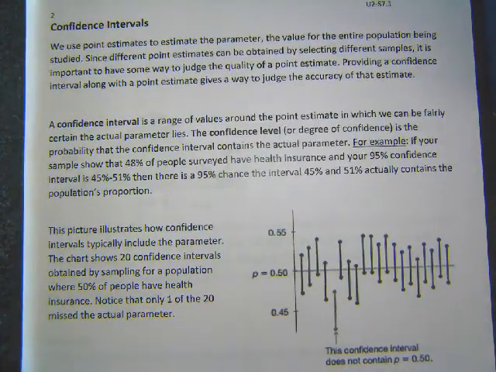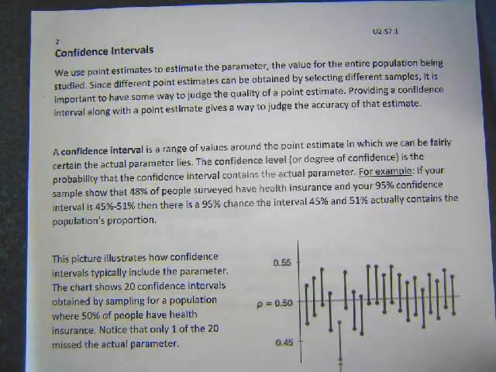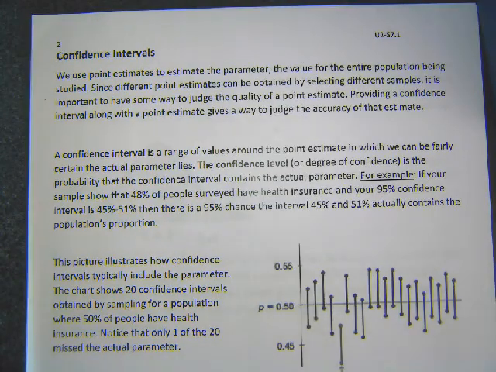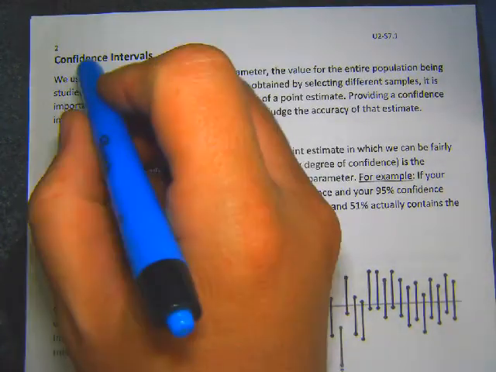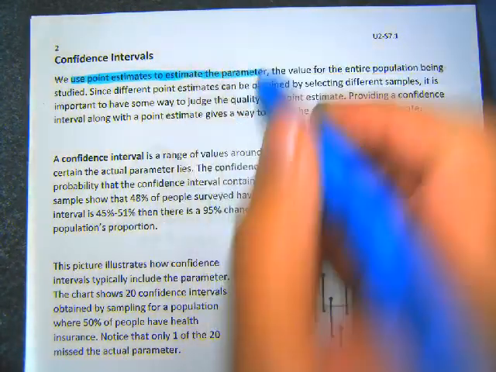Okay, so here we have confidence intervals. So we take our point estimate. Your point estimate, in this chapter 7, is the value you get from your sample. So I took a sample, I got a value, I use that as an estimate. We'll call it a point estimate because it's just one number, one point in the scheme of things. And then we'll use it to make an estimate about the parameter. Remember, the parameter is the value for the entire population. So point estimates, we use those to estimate the parameter.